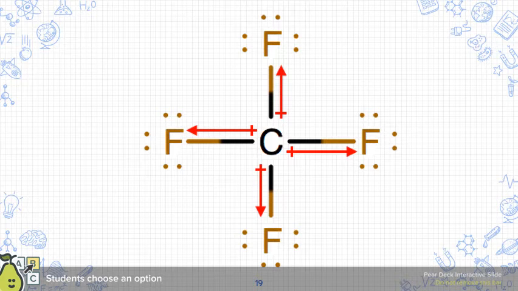That means fluorine's going to have a partial negative charge, and carbon, left there in the middle, is going to have a partial positive charge. So now we need to figure out if it's going to be polar or nonpolar. The main things that we need to look for are the magnitude and the direction.